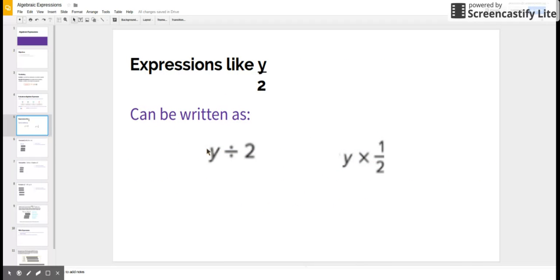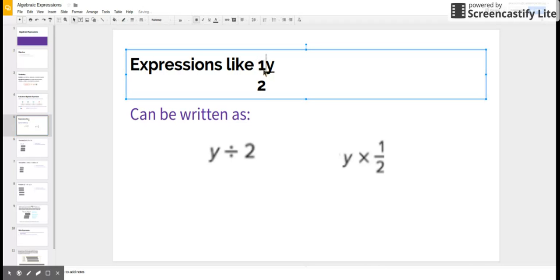Expressions like y divided by 2 or y over 2 can be written as y divided by 2 or y times 1/2. If you want to think about it, any variable by itself has a 1 in front of it. So it's like saying 1/2 times y, or 1y divided by 2. That's why this is correct.